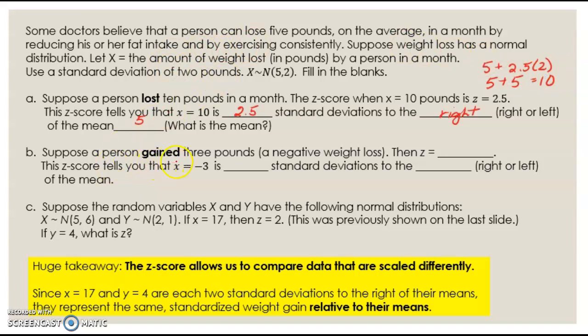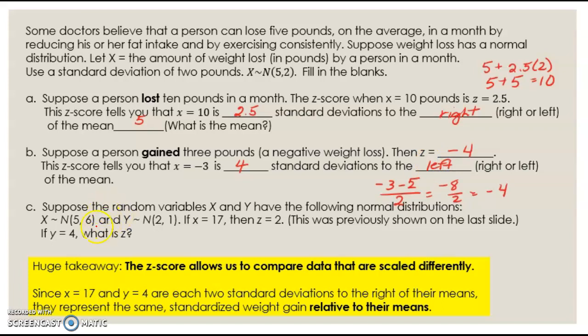Suppose a person gained 3 pounds. Now this would be a negative 3 because we're looking at weight loss. So then the z is negative 3 minus 5 divided by 2. It's going to give you negative 8 over 2, or negative 4. So your z here is negative 4. That tells you that it is 4 standard deviations to the left of the mean.